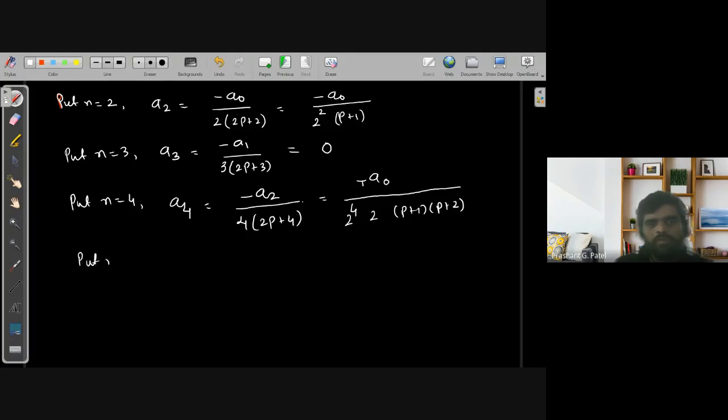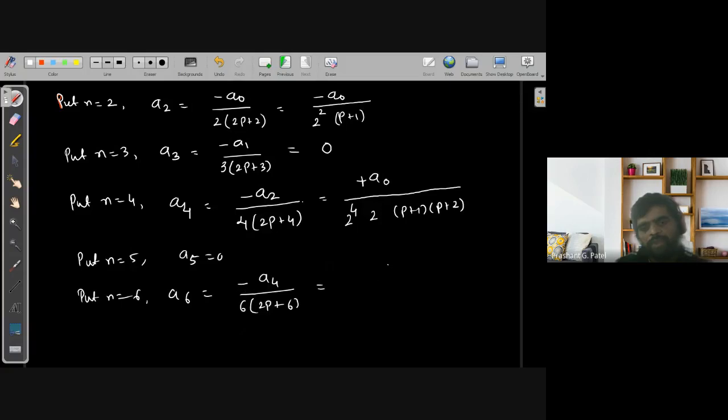Now putting n equal to 5, we observe that a5 is 0 because a3 is 0. And putting n equal to 6, we'll have a6, which is minus a4 upon 6 into (2p plus 6). If you substitute this a4 value, which is positive, this is negative, so it gives you a0 upon, with a minus sign, 2 raised to 4 and 2 raised to 6.